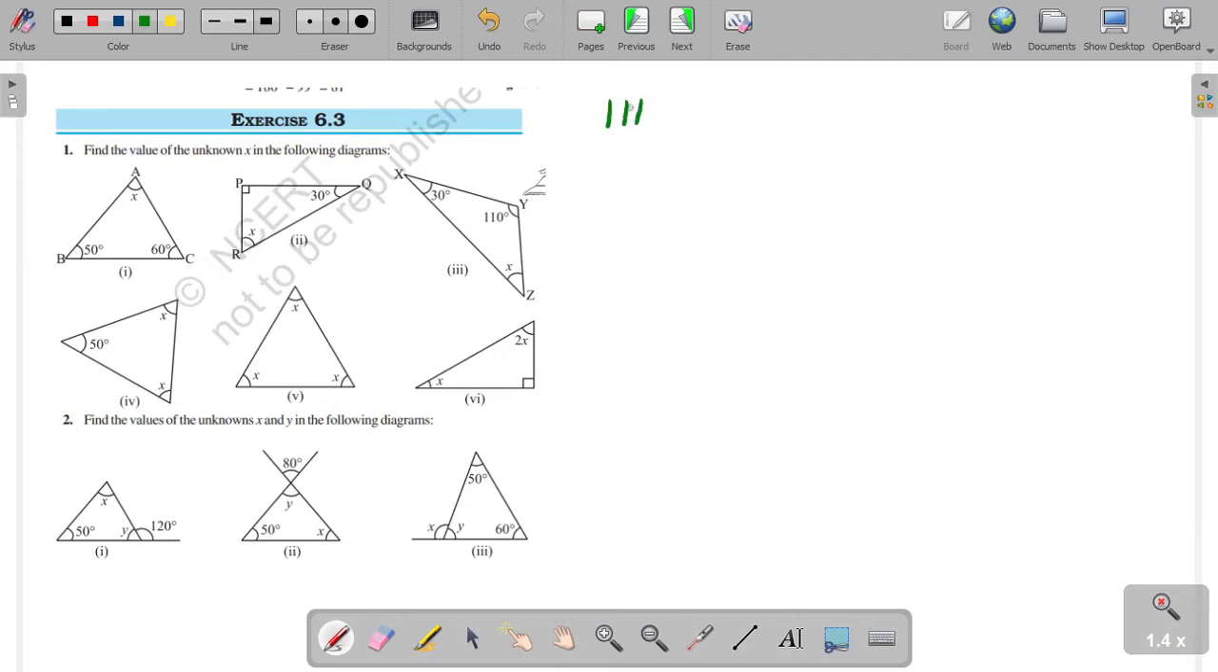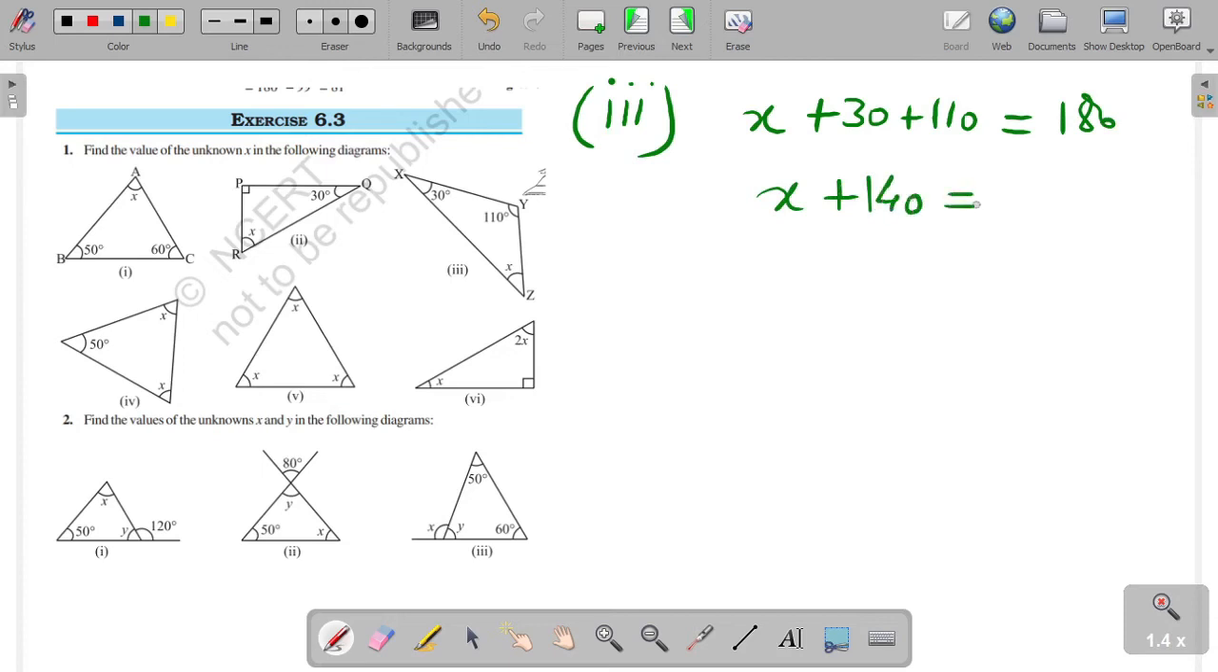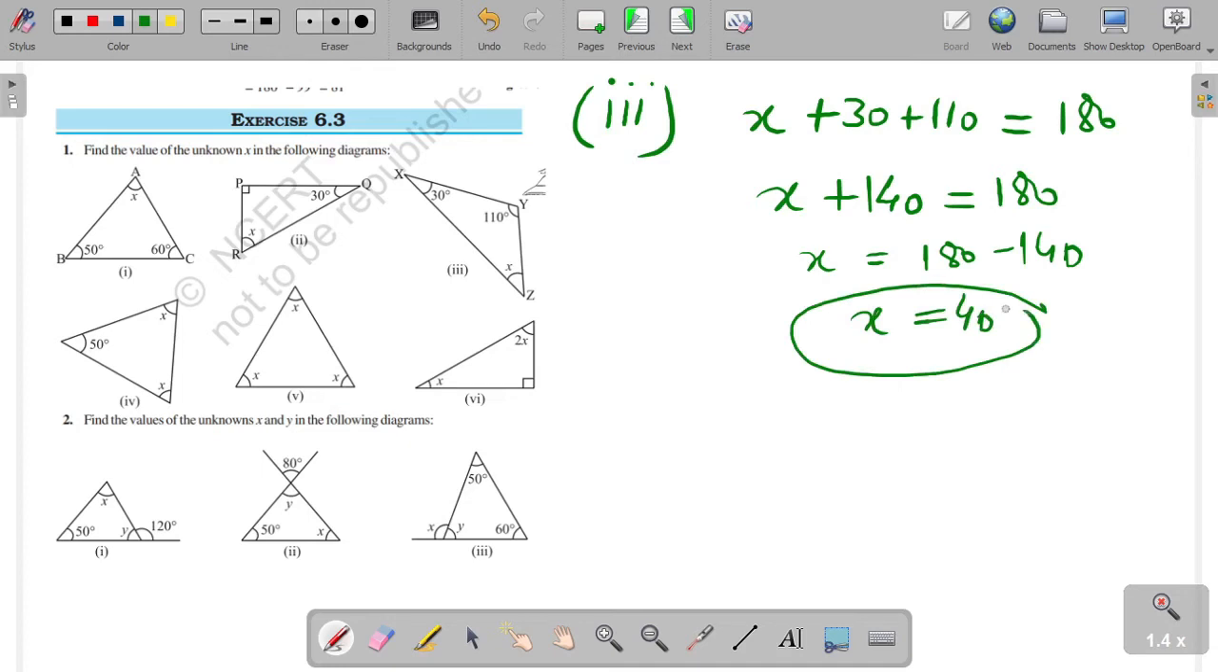Now we move to the third part. In the third part, we can see x plus 30 plus 110 equals 180, or x plus 140 equals 180, or x equals 180 minus 140, or x equals 40. This is the third part.